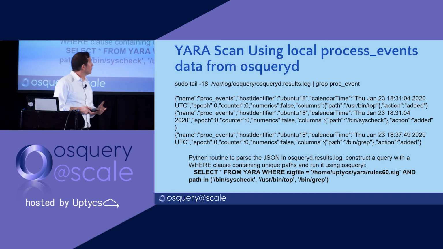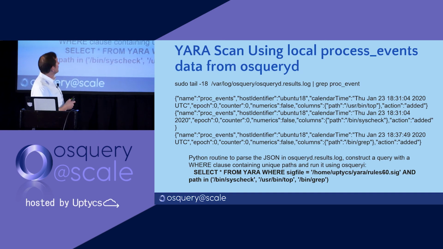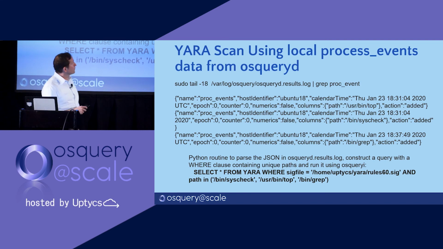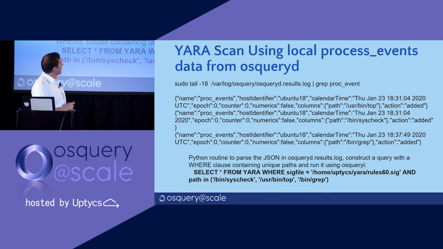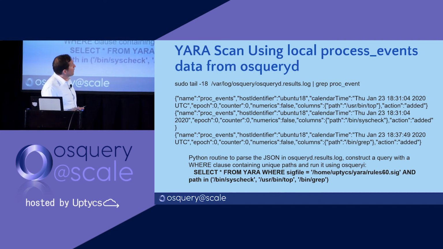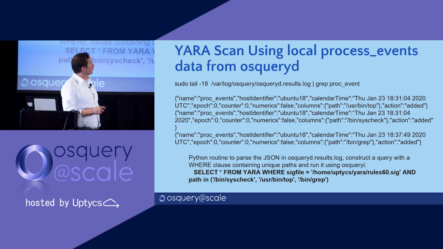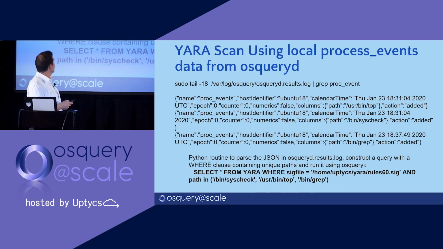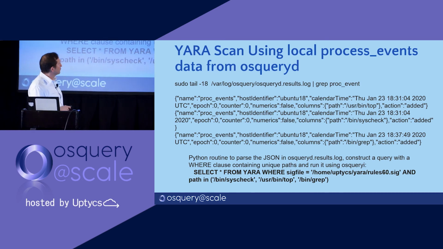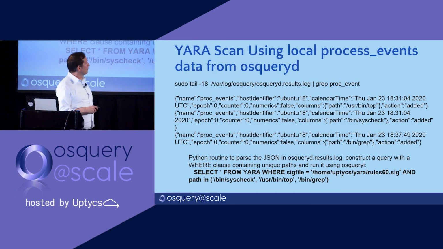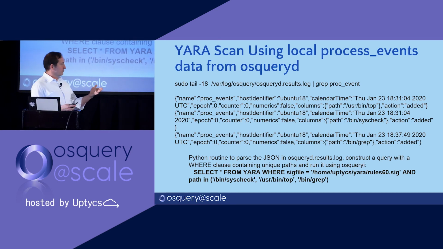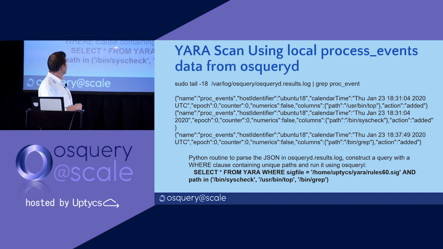So here's a little example where we set up osqueryd and we're running some queries on a regular schedule, including a query that's selecting the path from the process events table. It's just dumping the osquery data out to a file in this case, and then we've got a Python routine that's reading the results of osqueryd from the file, getting the distinct paths and building this query that we saw earlier.